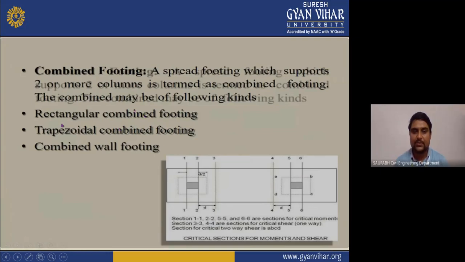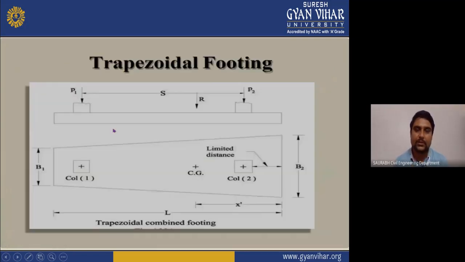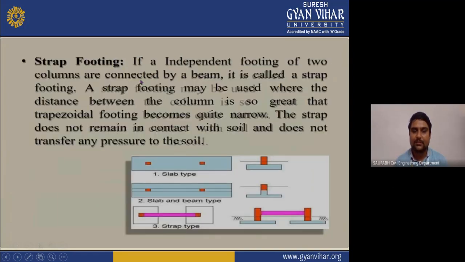As you know, combined footing is also divided into rectangular combined footing, trapezoidal combined footing, and combined wall footing. This is the image of trapezoidal combined footing. Strap footing is showing here. It is slab type, slab and beam type, and strap type. These are the types of strap footing.